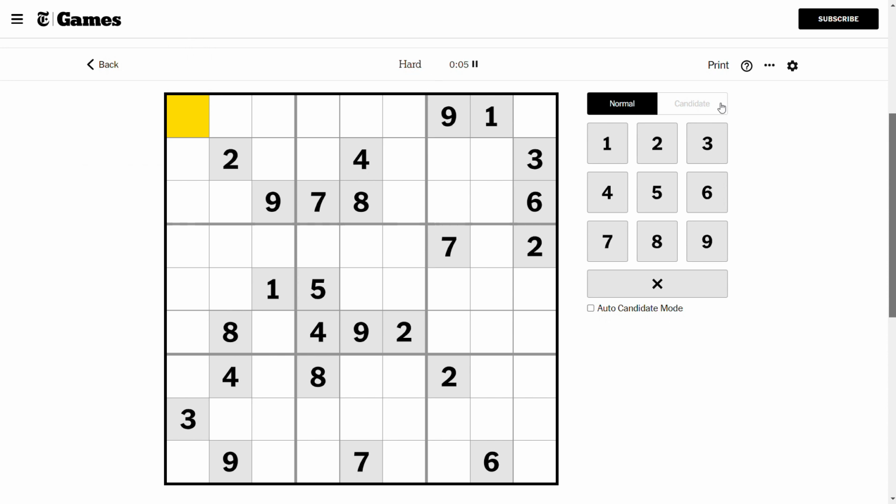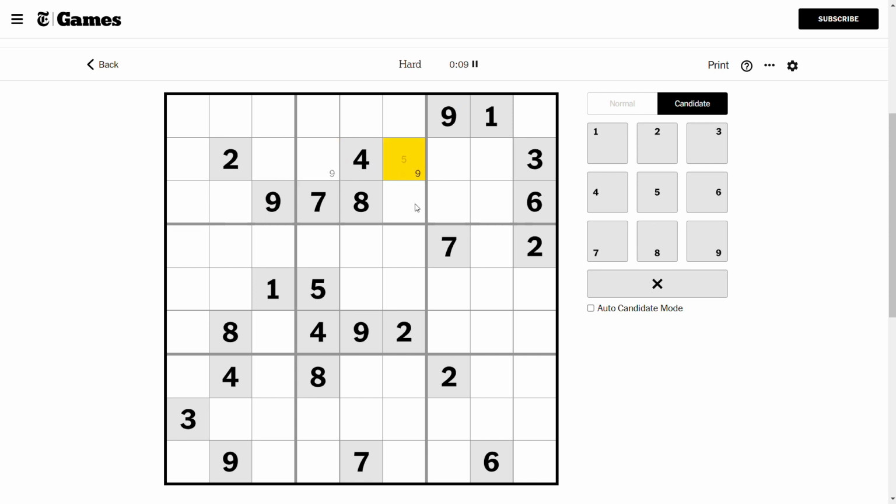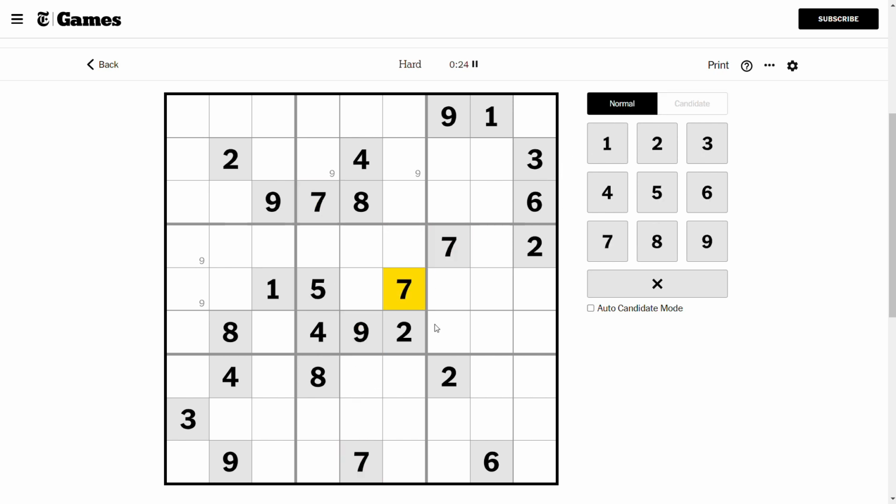Okay, so first of all I see that the 9 in block 2 is forced into one of these two cells, and it goes into one of these two cells in block 4. I think that's all I'm going to mark for 9s. The digit 7 in block 5 is forced into this cell. And then these 7s point left.